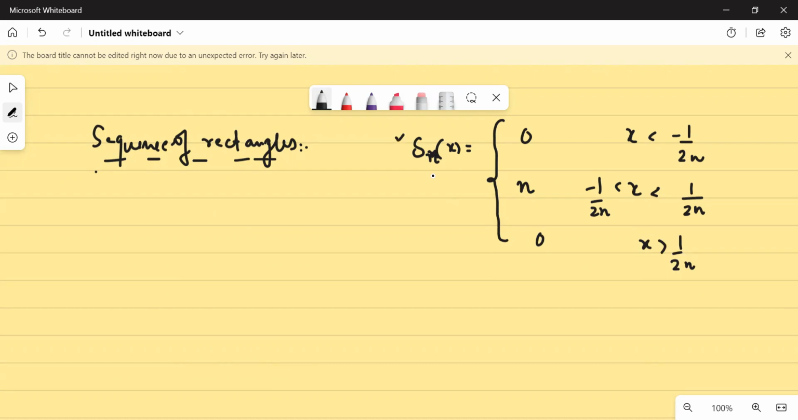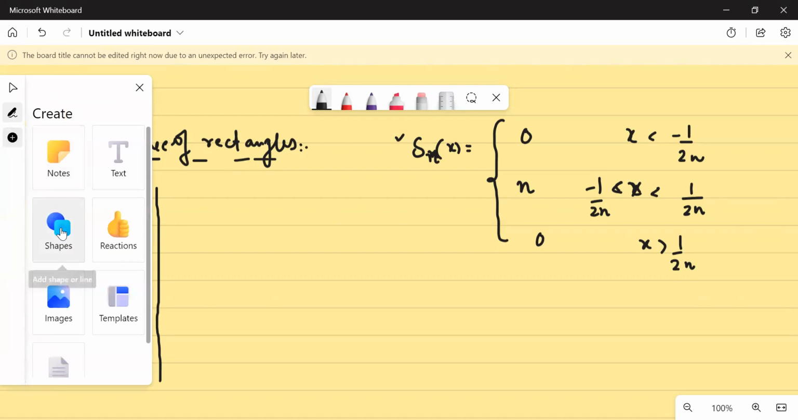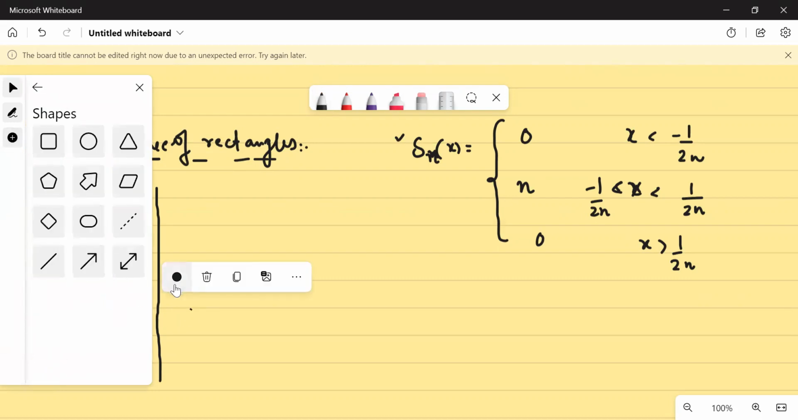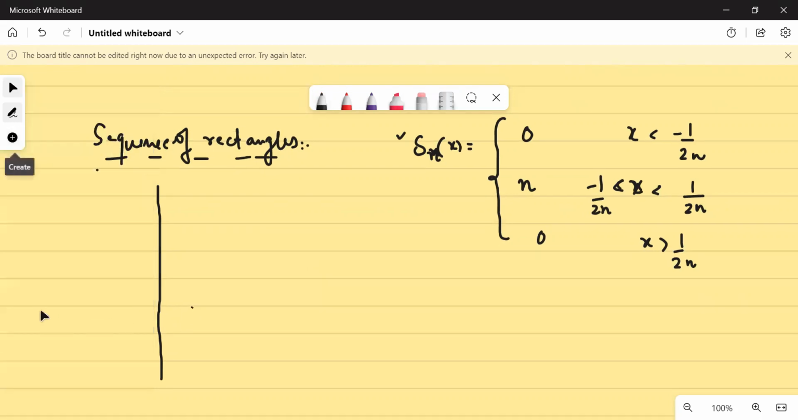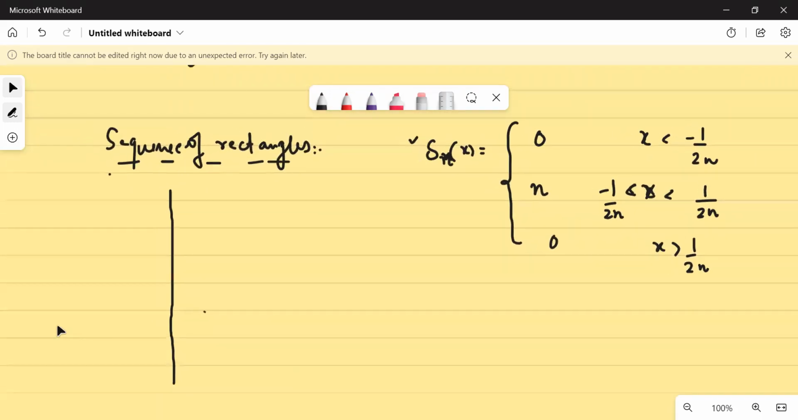So for my sequence of functions, I'm not saying Dirac yet, you can just take it as some function delta n of x, which is equal to 0 if x is less than minus 1 upon 2n. If x lies between minus 1 upon 2n and 1 upon 2n, then it is equal to n. And if x is greater than 1 upon 2n, then it is equal to 0. So let us try to make a plot of it.